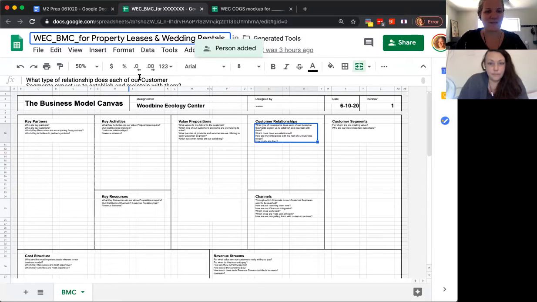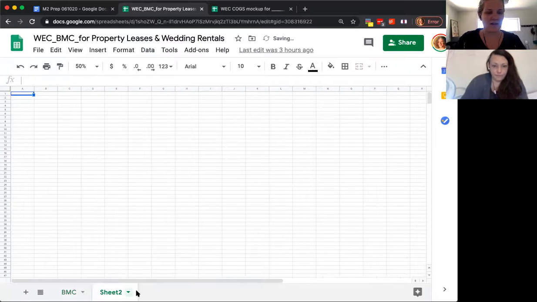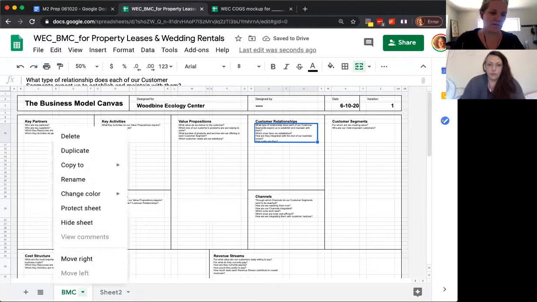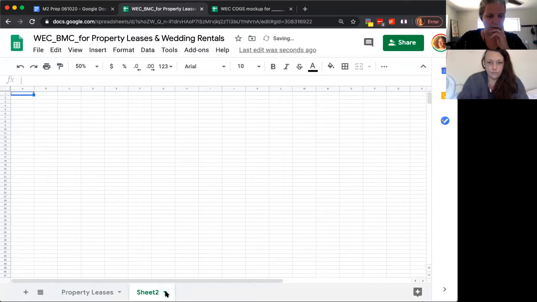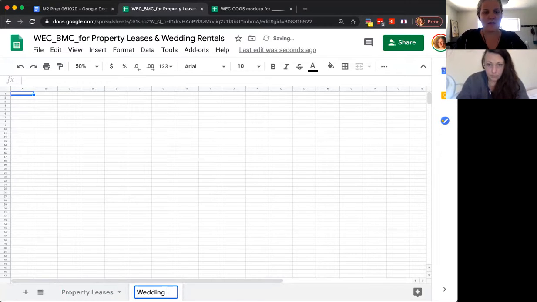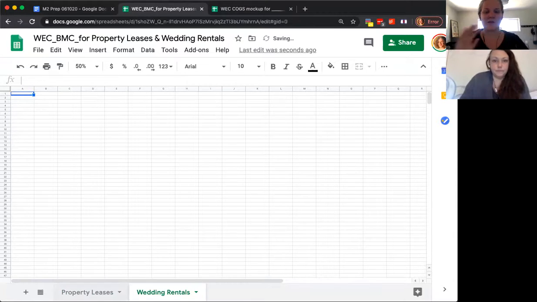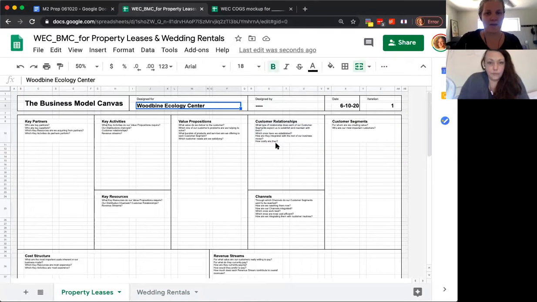Let's just rename it that, because what you can do is make a copy of this and add a new sheet down here. So we'll rename this one property leases, and this one wedding rentals. Then it's a matter of copying the blank template, pasting it over, and then you have the two business models to work from. You can also change the name up at the very top so that you know which page you're on, property leases versus wedding rentals.